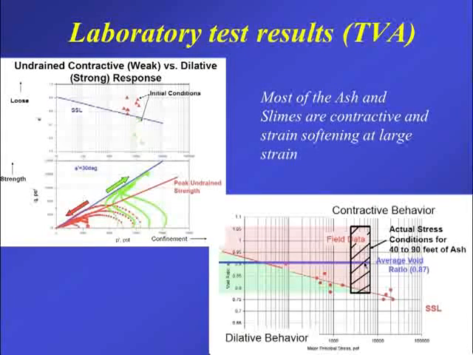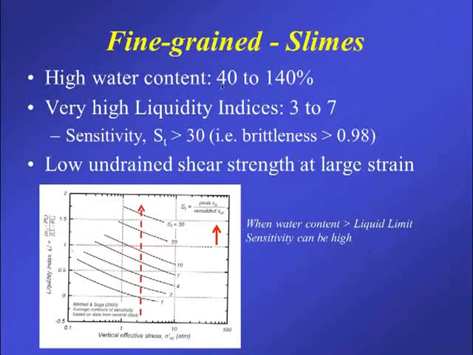So the coarse grain ash and the slimes were considered to be contractive and strain softening at large strains. What's interesting is the fine-grained slimes had a very high water content, between 40 and 140%. So relative to its liquid limit, the natural water content was much larger than the liquid limit, and so had very high liquidity indexes. So the liquidity index was ranging from 3 to 7, so well in excess of 1.